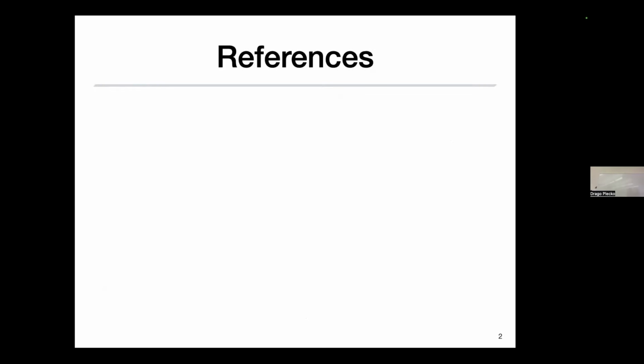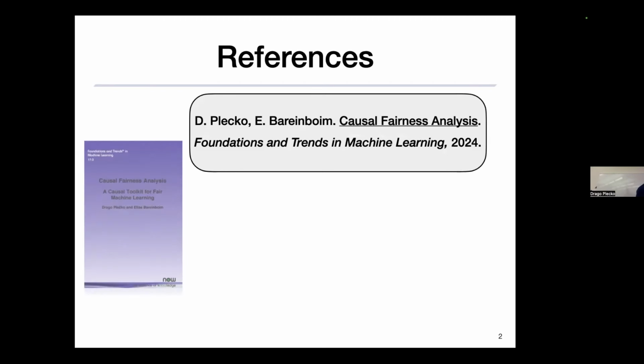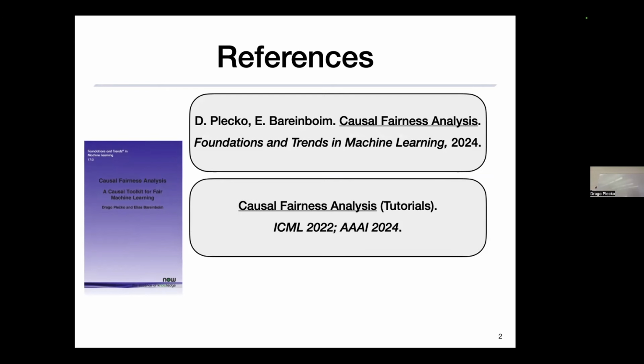Before I move on to the details of the talk, I want to share some references where you can read more about this line of work and see the results from recent years on this topic. Firstly, there's a very large paper that came out a couple of weeks ago. It's called Causal Fairness Analysis, and it came out in Foundations and Trends in Machine Learning. You can see the cover of the paper here. It's a very long paper, 250 pages, but it puts together all of the insights that we had on causal fairness analysis in the last 4 years. So this is a comprehensive way to learn a lot about this topic. That's the first resource that I want to share.